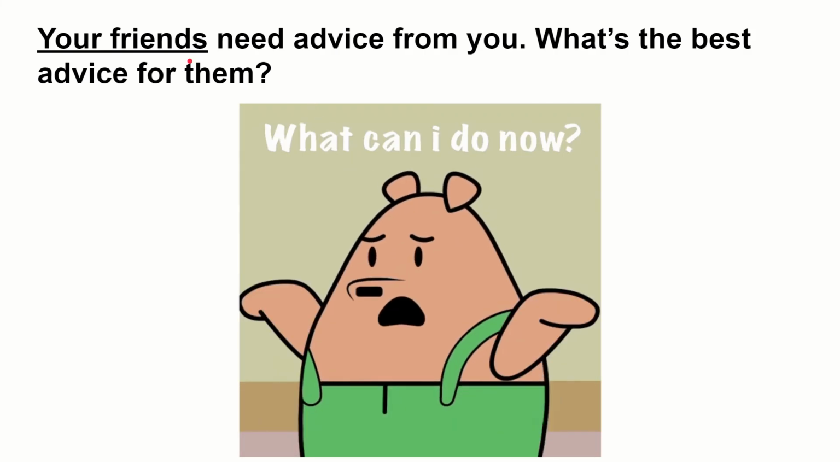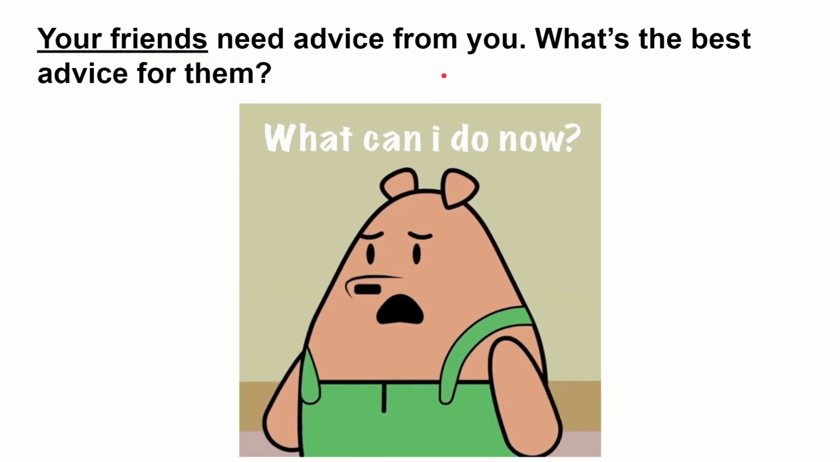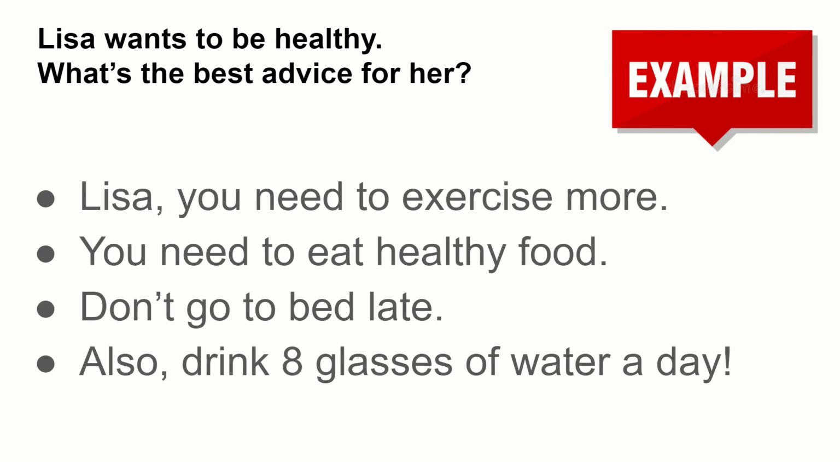Okay, just now, your friends need advice from you. What's the best advice for them that you can give using affirmative or negative imperatives? Let's look at the first example. Lisa, your friend, wants to be healthy. What's the best advice for her? You can say, Lisa, you need to exercise more. You need to eat healthy food. Don't go to bed late. Also, drink 8 glasses of water a day. If she wants to be healthy, then this advice you can give to her.